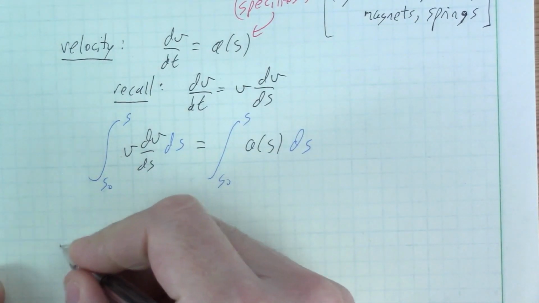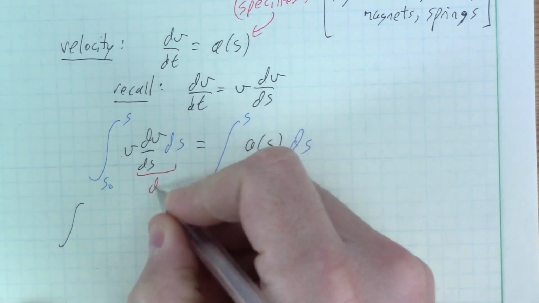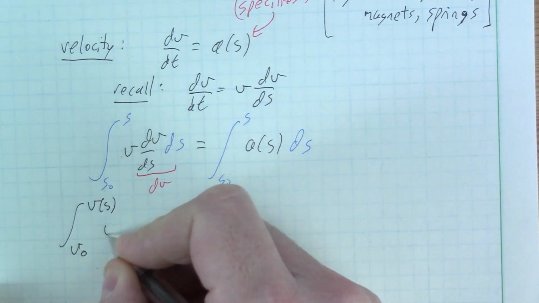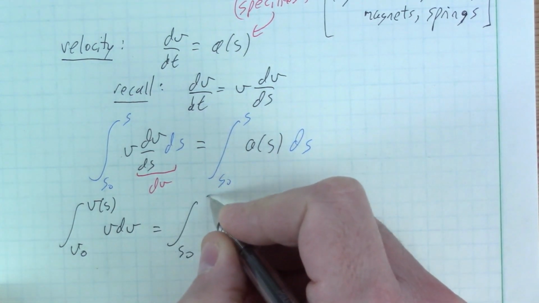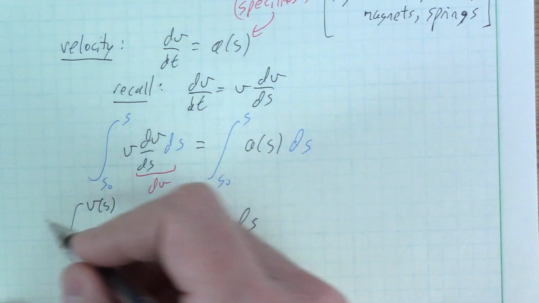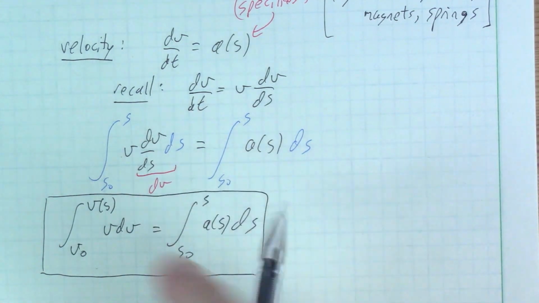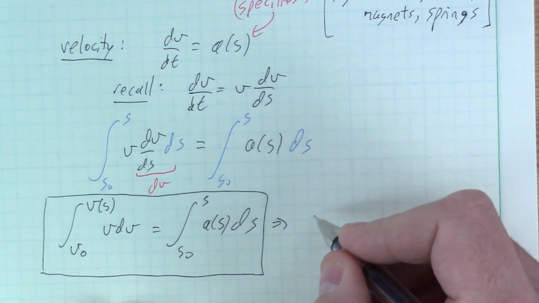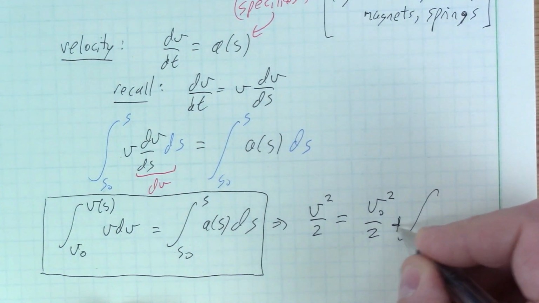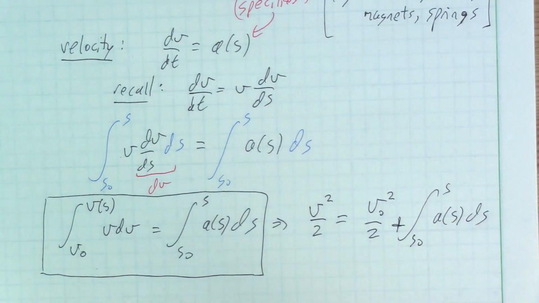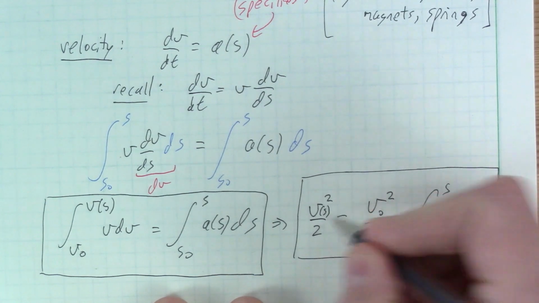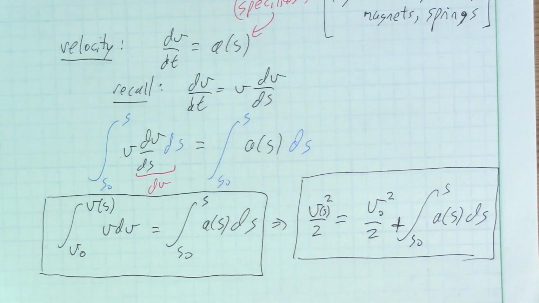Okay, and this is again where we leave it. The only thing we can change here is that this is dv, so we convert this to an integral. The right-hand side doesn't have anything changed at all. The left-hand side we can actually do something with: this is v squared over 2. So v squared over 2 equals v naught squared over 2 plus the integral from s naught to s of a of s ds. Let's be really careful: this is a position, a function of position.